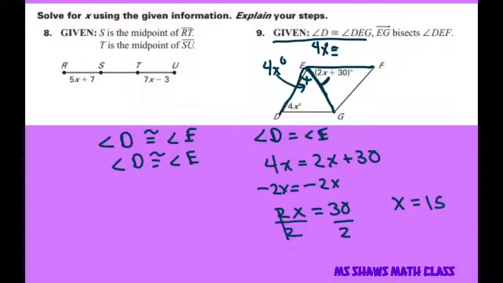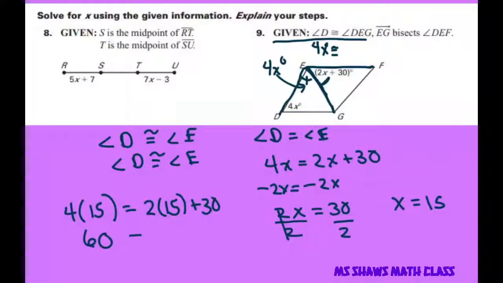And you can plug it in. 4 times 15 should equal 2 times 15 plus 30. So this is 60. This equals 30 plus 30, which equals 60. So they do equal each other.